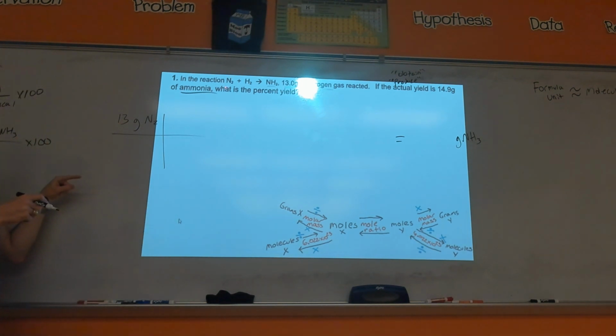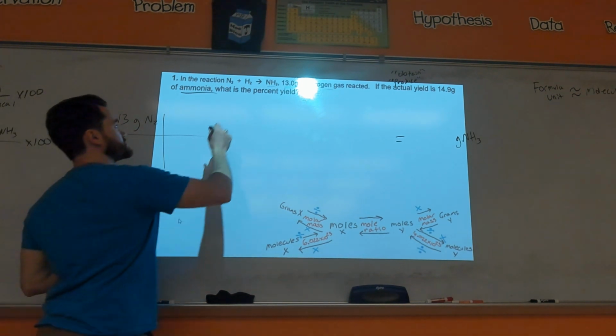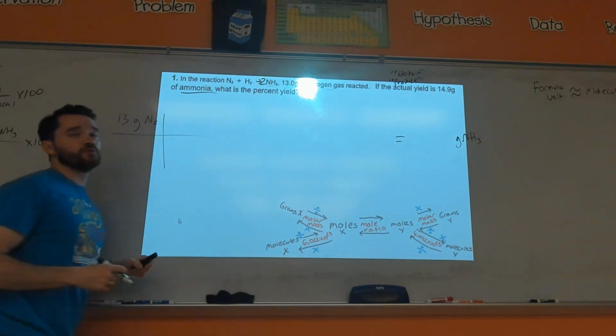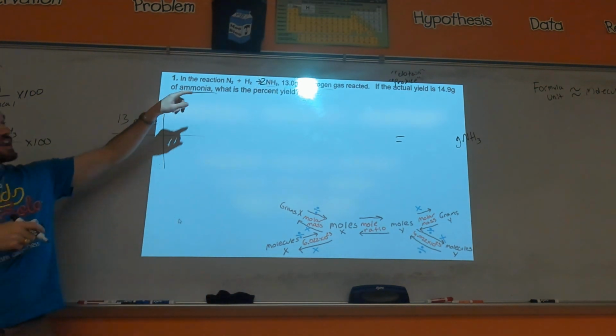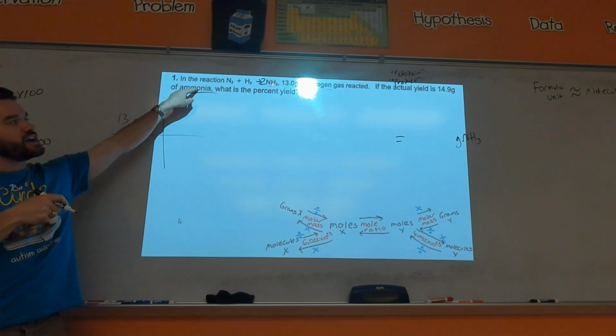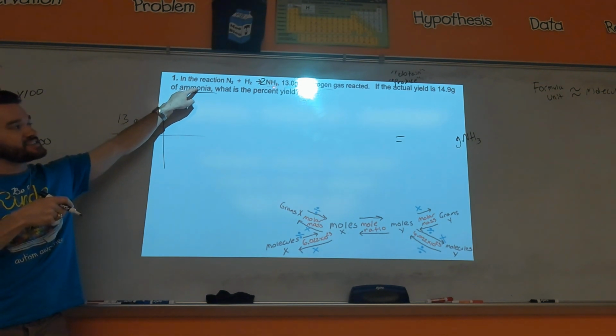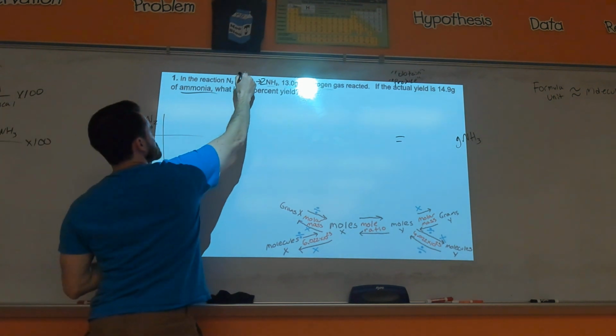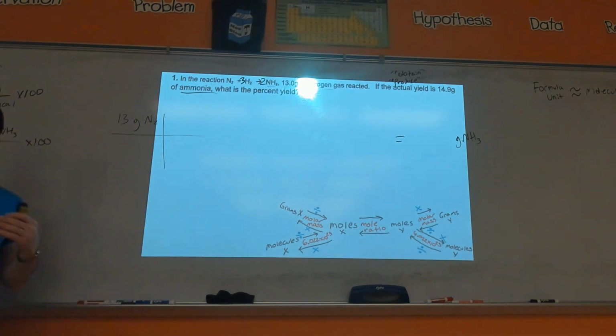We've got two nitrogens in the reactants, only one in the products. So let's double the NH3. Now we've got two N's on both sides. But now 2 times 3 is 6 hydrogens in the products and only 2 in the reactants. So you're going to need to triple the H2. And then you'd be balanced.